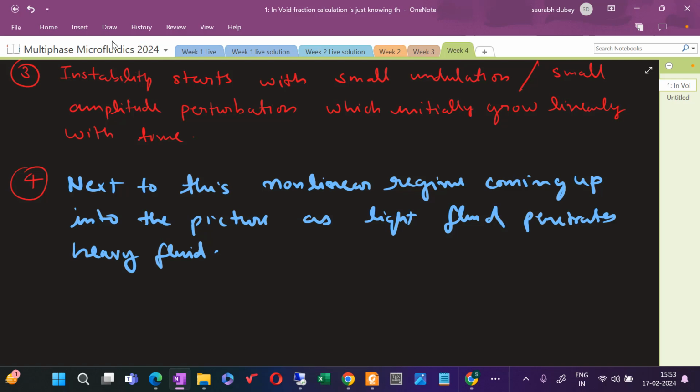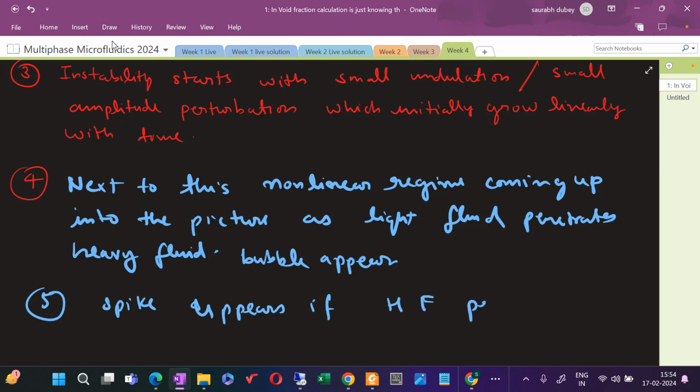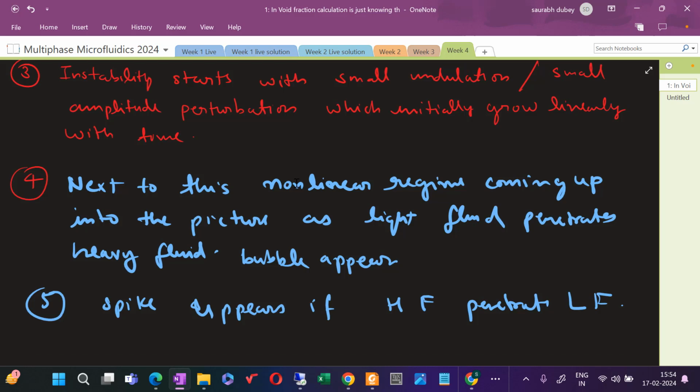So bubble appears when the light fluid penetrates the heavy fluid, and the spike appears if heavy fluid penetrates light fluid. Okay. So what happens? A chaotic regime is eventually reached, and the two fluids mix. This instability can be considered the impulsive acceleration limit of the Rayleigh-Taylor instability. So there is some relation between the Rayleigh-Taylor and this. If the impulsive acceleration limit is there in the Rayleigh-Taylor, then this happens. So what is the Rayleigh-Taylor instability? If this term came up, then you should know this.